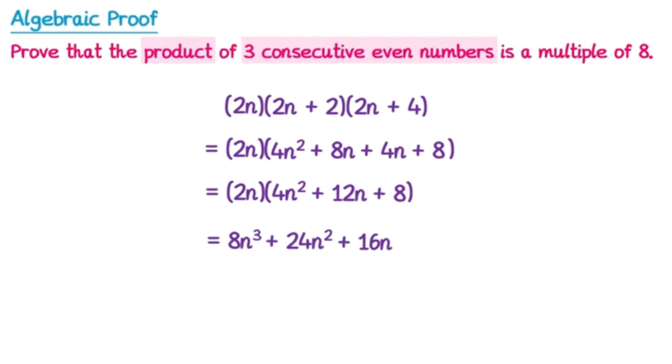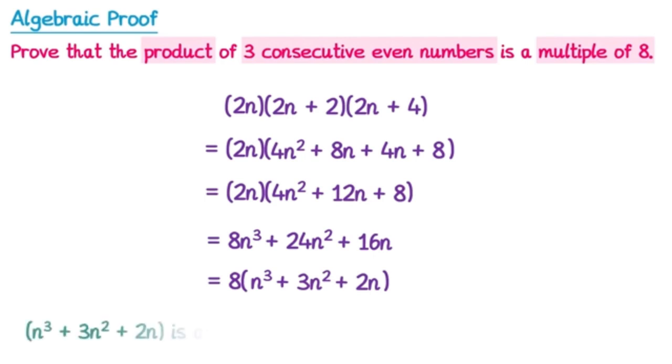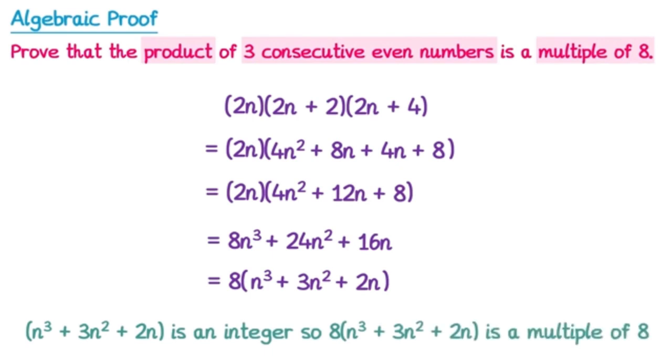So for this one, we've been asked to show it's a multiple of 8, so we need to factorise out 8. And we can, it's 8 lots of n cubed plus 3n squared plus 2n. We can finish this one by writing that n cubed plus 3n squared plus 2n is an integer, so 8 lots of that is a multiple of 8.